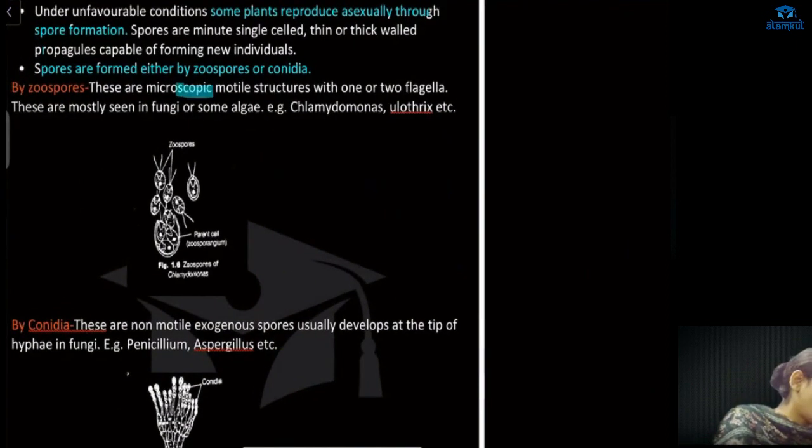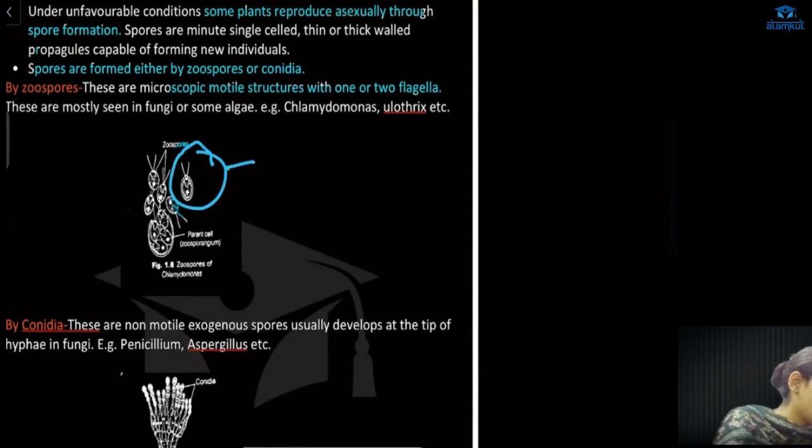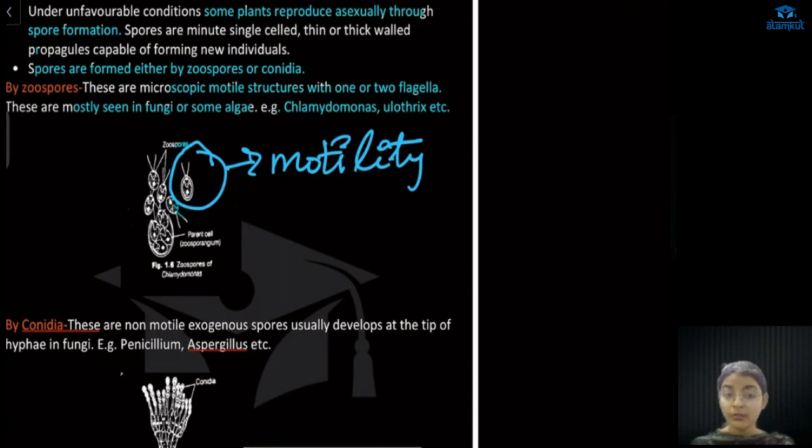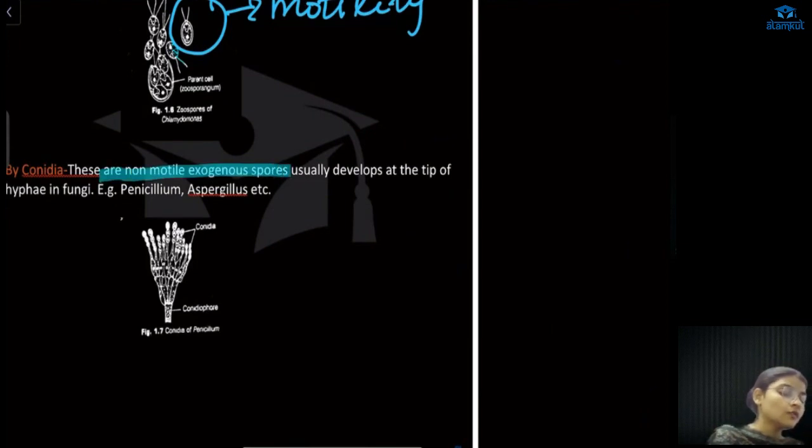Zoospores are motile structures with one or two flagella, like this. They are mostly seen in fungi or some algae like Chlamydomonas or Ulothrix. What happens under unfavorable conditions is that in a closed cell, zoospores are formed, and when the unfavorable condition has gone, these motile zoospores separate from their parent cell and develop into a new whole organism. Then conidia are the non-motile exogenous spores.